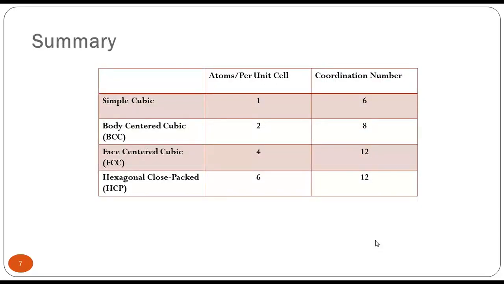That's all, and in the end I have written down a summary in the form of a table in which I have shown the different types of repeating units, the structure of repeating units, the atoms per unit cell, and their respective coordination numbers.